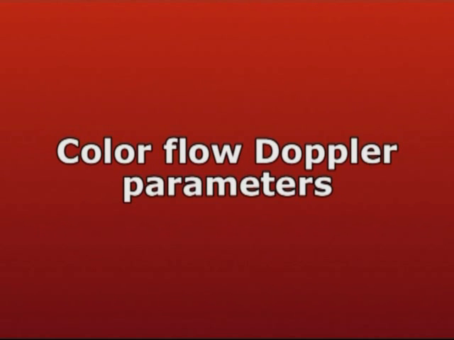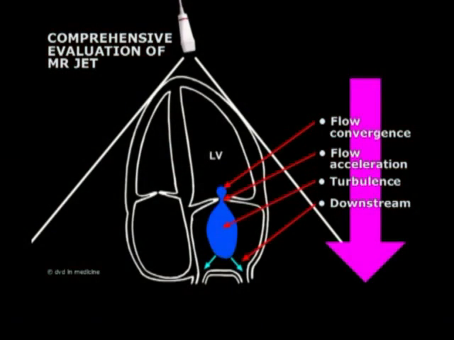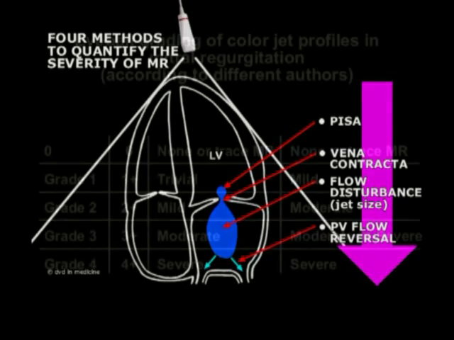Color flow Doppler parameters. Color flow Doppler imaging is perhaps the most intuitive of all measures. It is useful for detecting the jet origin, direction, and spatial relationships, and has excellent sensitivity and specificity. Each of the three components of the MR jet, flow convergence zone, vena contracta, and jet profile, can provide a semi-quantitative or quantitative measure of MR severity.